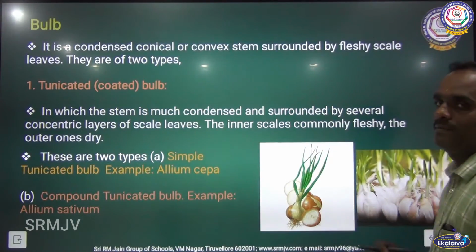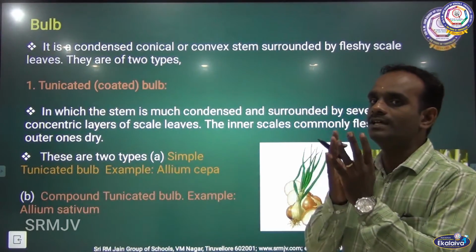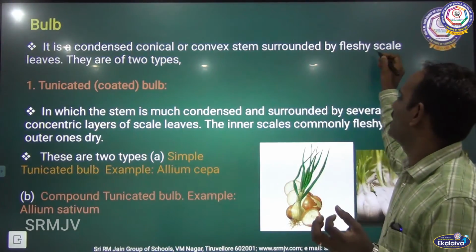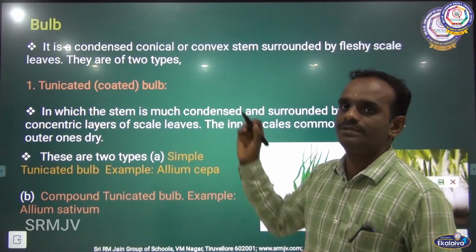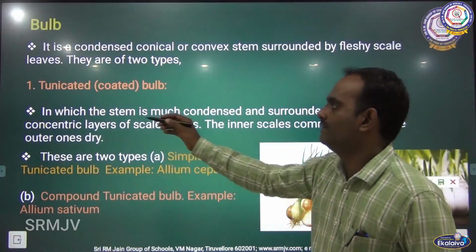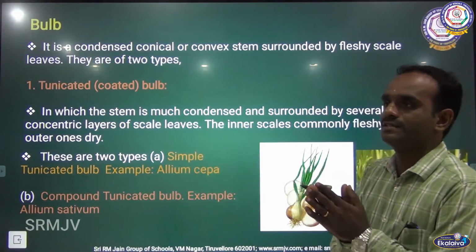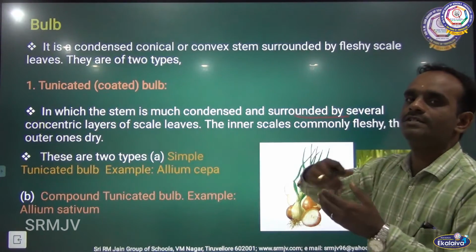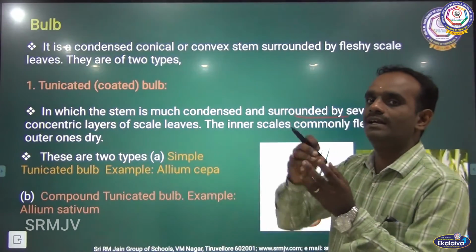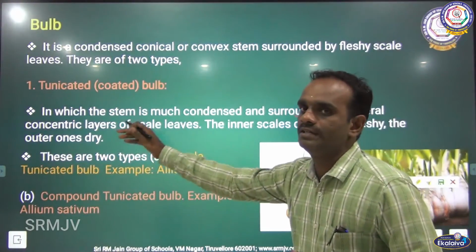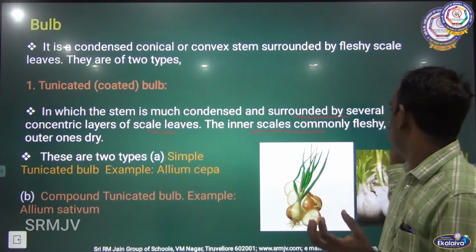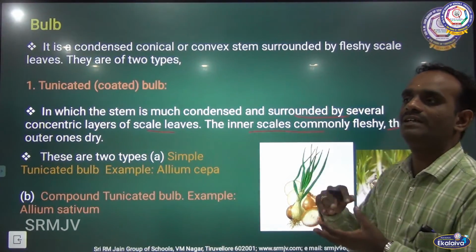First we will see the bulb. It is a condensed conical shape. It is a conical convex stem surrounded by fleshy scale leaves. There are two types. First one is tunicated bulb. In a tunicated bulb the stem is much condensed and surrounded by several concentric layers. Outer layers are very dry and inner layers are wet. These concentric layers are called scale leaves. The inner scales are commonly fleshy and the outer layers are very dry.